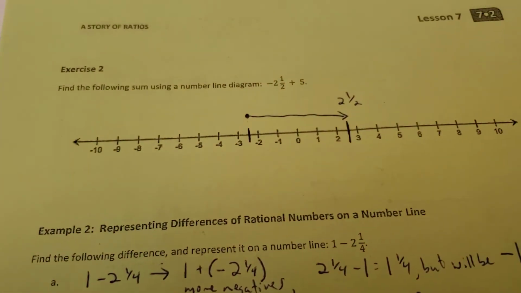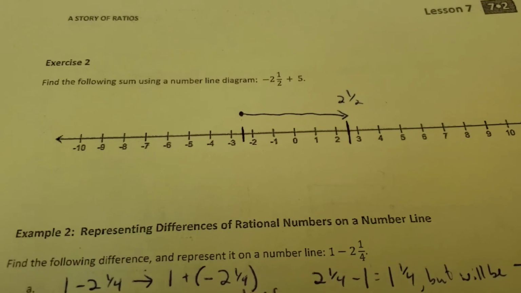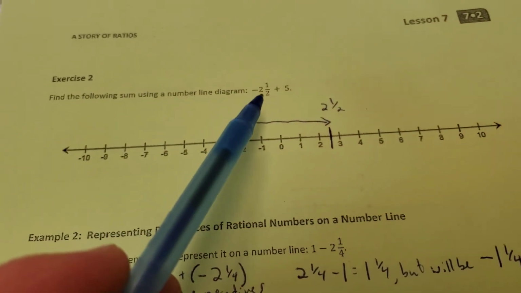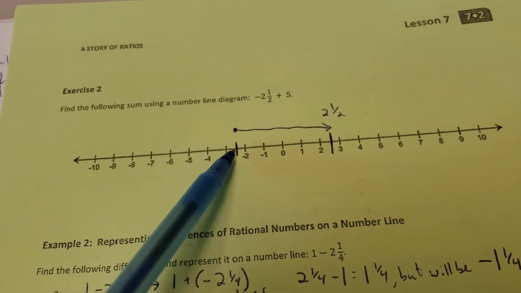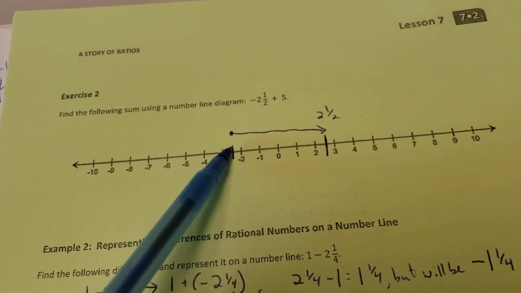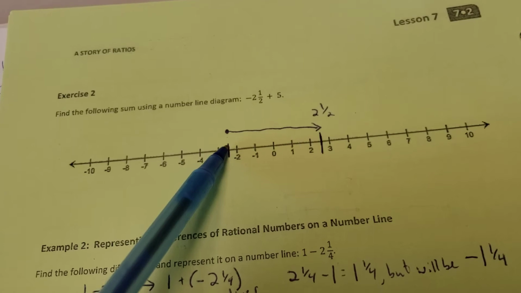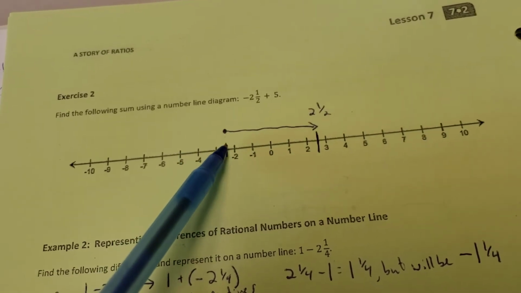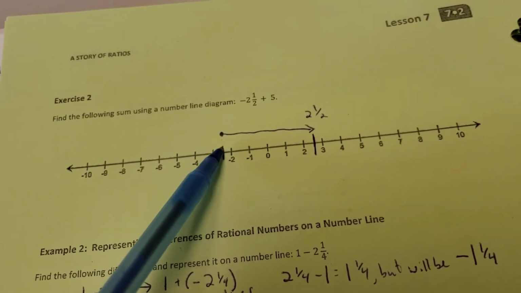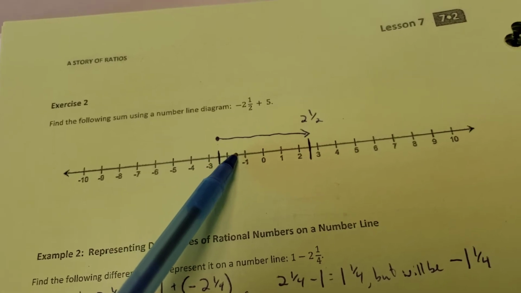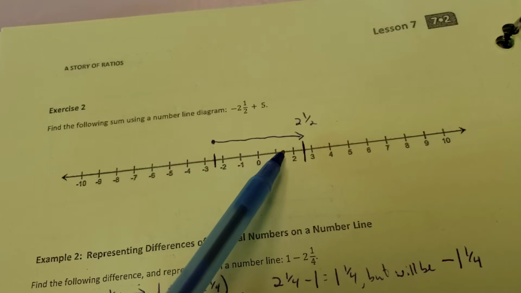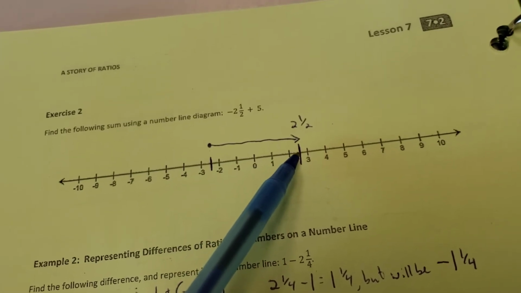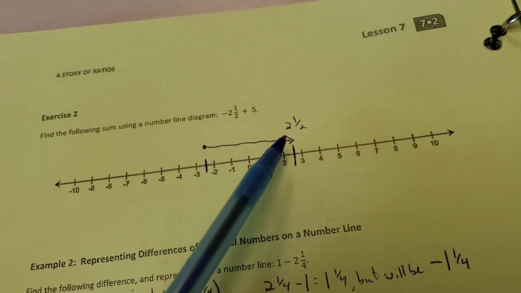All right, let's go ahead and find the following sum using a number line diagram. A negative 2.5 plus 5. So a negative 2.5 is between a negative 2 and negative 3. It's right here. Now I've got to add 5 from there. So my starting point was at the negative 2.5. And then I'm going to go ahead and add 1. Notice how I'm still staying in between numbers. 2, 3, 4, 5 full numbers. And it took me to between 2 and 3, which is 2.5.